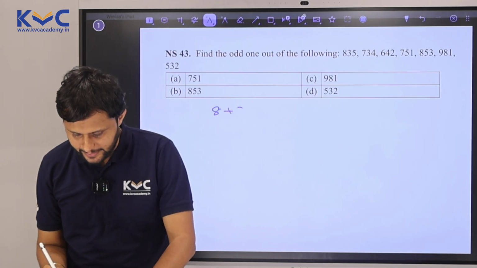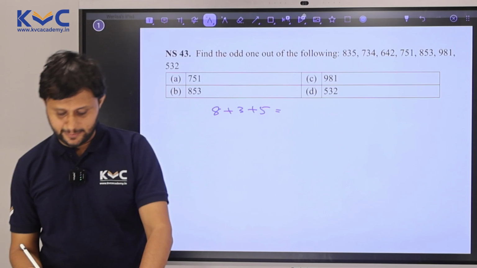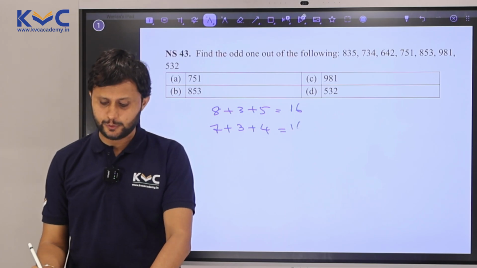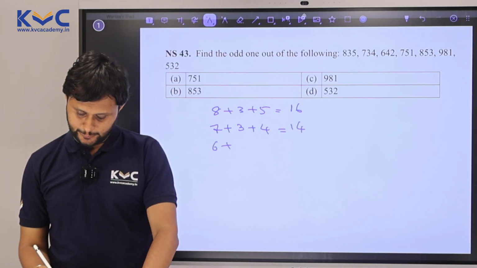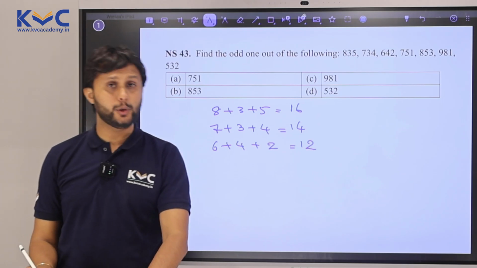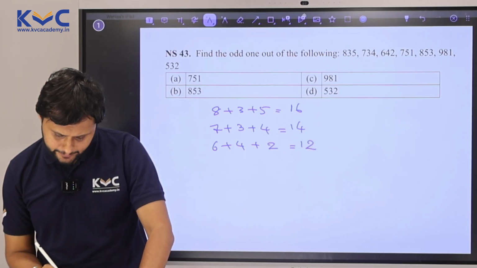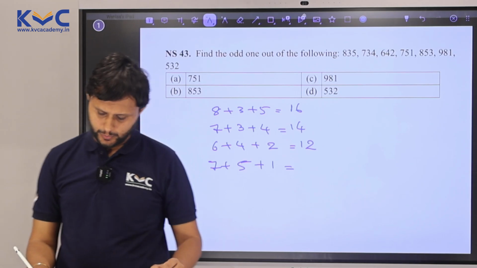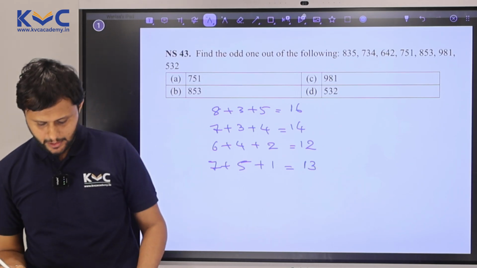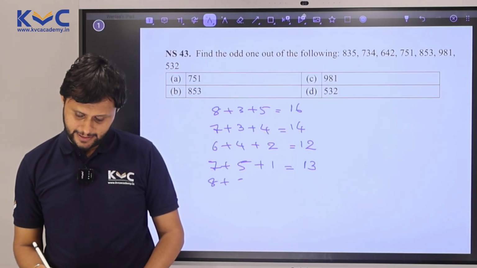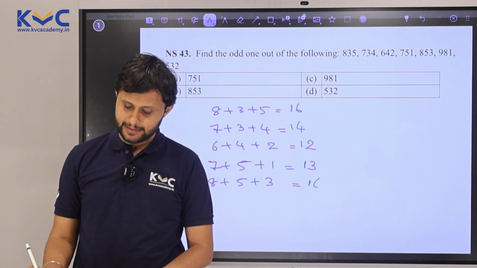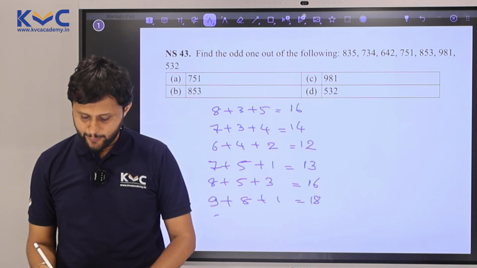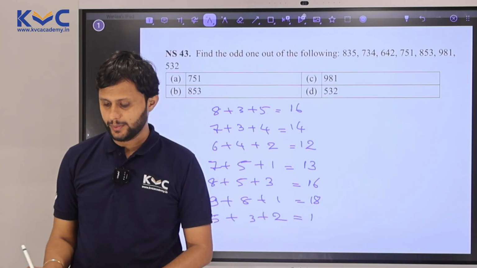If you have 8 plus 3 plus 5, 8 plus 3 is 11, 11 plus 5 is 16. Okay. We have 7 plus 3 plus 4, which is equal to 14. Next we have 6 plus 4 plus 2, which is equal to 12. And then we have 7 plus 5 plus 1, which is equal to 13. Okay. And then we have 8 plus 5 plus 3, which is equal to 16. Correct. And we have 9 plus 8 plus 1, which is equal to 18, and 5 plus 3 plus 2, which is equal to 10.